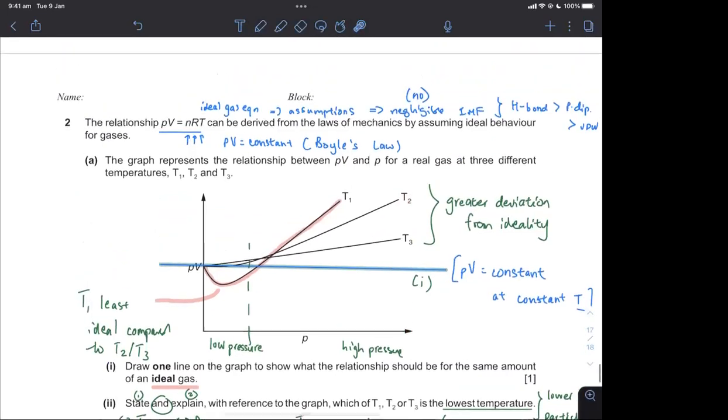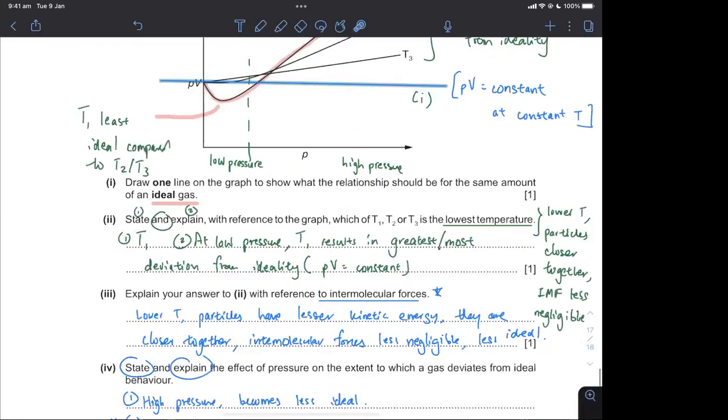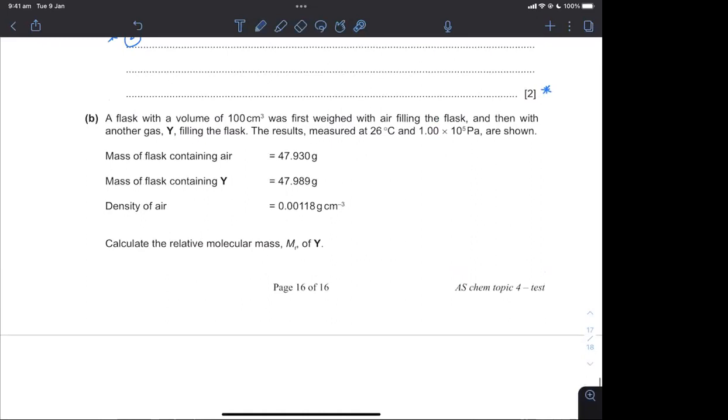The particles get squeezed closer together, and when they get squeezed closer together, they have stronger or less negligible intermolecular force. They become less ideal because you are breaking the assumption. And therefore, you can see they are deviating further and further away from ideality at higher and higher pressure. Learn to read your graph properly. This is the last thing I probably had time to go through with you in 1 minute, I guess.